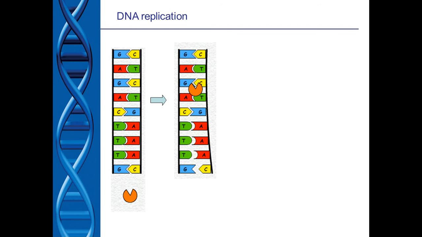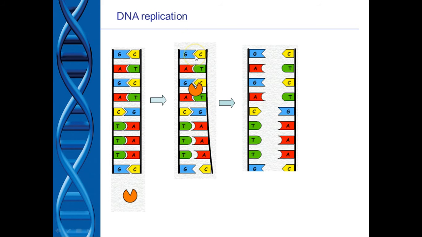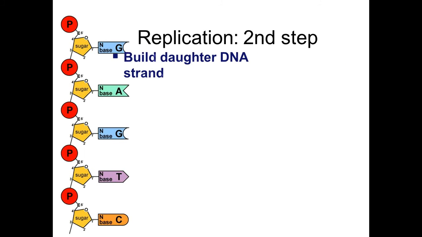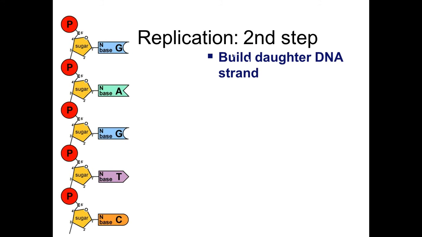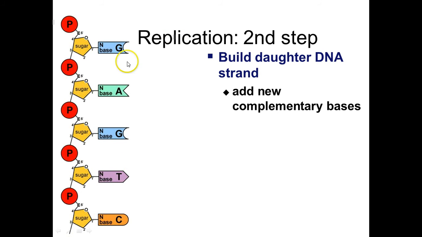So to see that again, this orange Pac-Man shaped thing represents helicase. Helicase actually goes through and unzips the bonds between all of the bases, so you end up with two halves of the ladder, one on each side. In the second step, this is where you actually build the daughter DNA strand. You have to add new complementary bases to the old half of the ladder, which is over here.